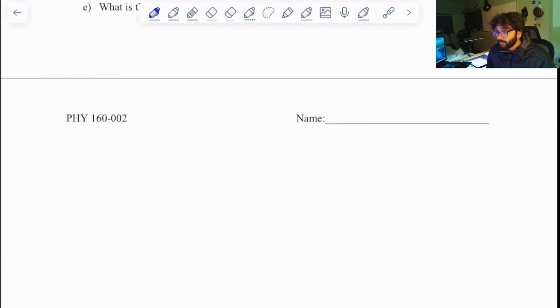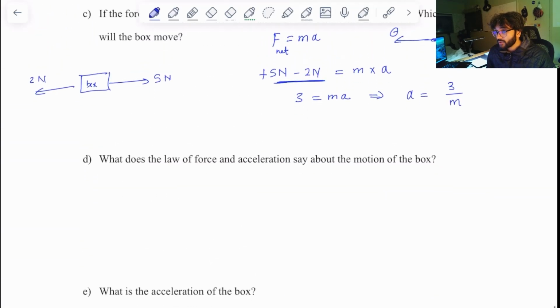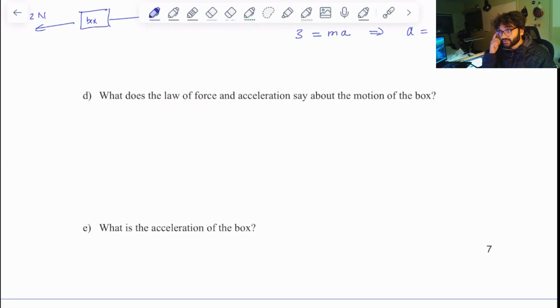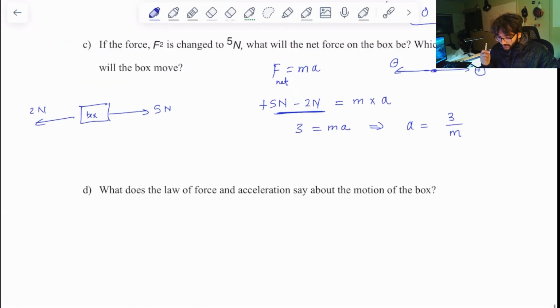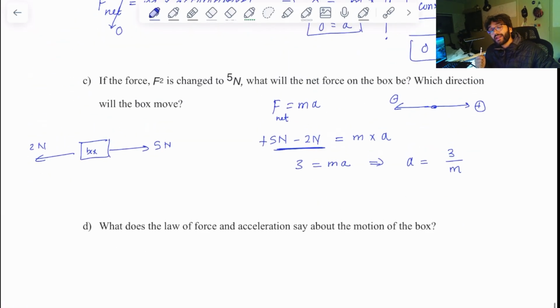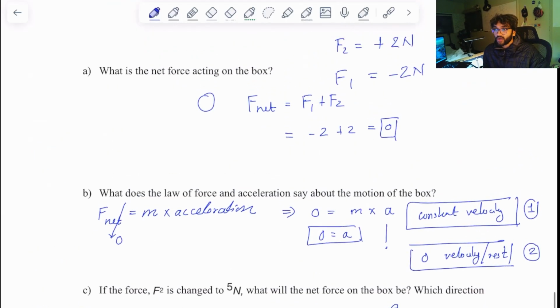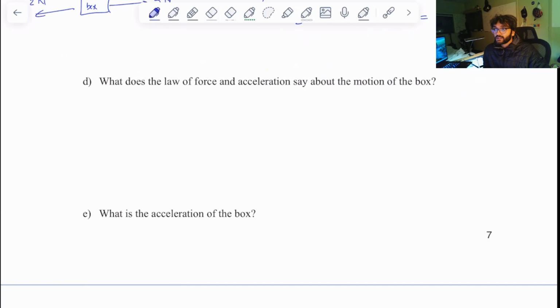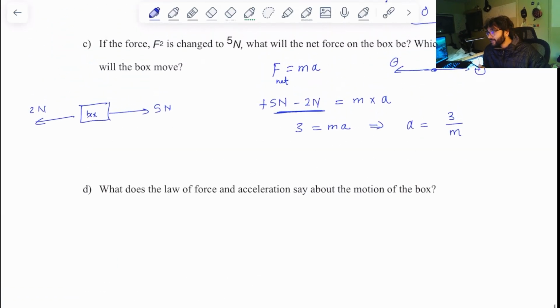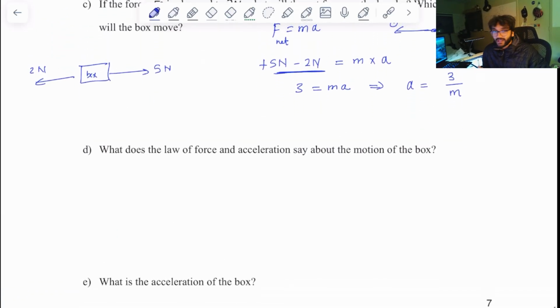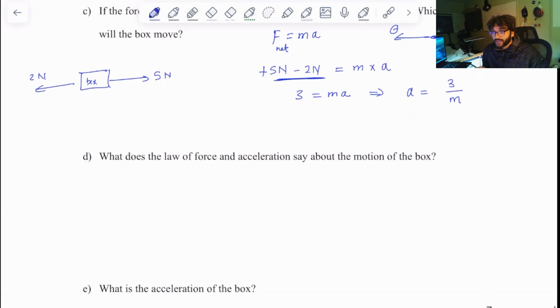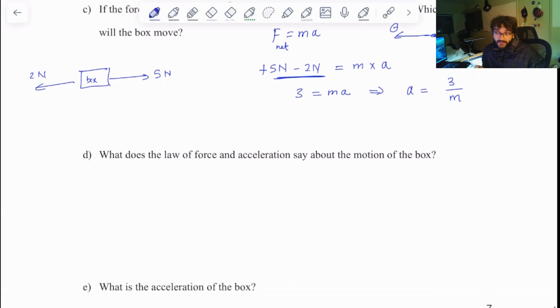Part D, penultimate part, is what does the law of force and acceleration say about the motion of the box? Well, in this case, the net force is non-zero. That means the box is moving with acceleration equals 3 over the mass of the box. It does not tell us what the mass of the box is. If it had told us, we could actually calculate the number, but it doesn't really matter. All that matters is that it is non-zero.